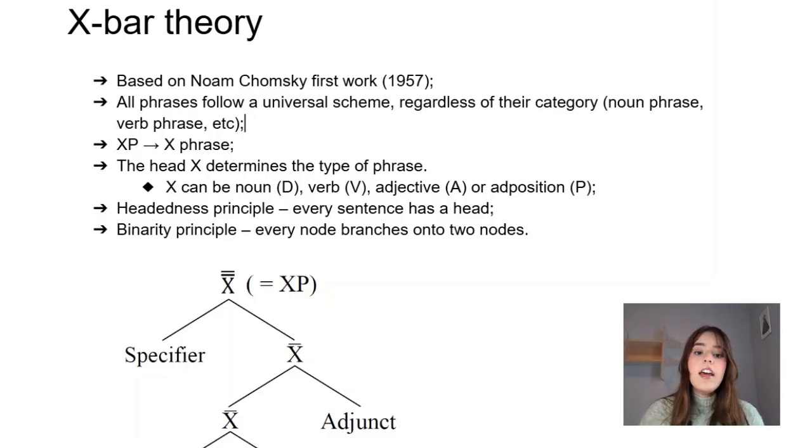X is the head, and it can be a D for noun, a V for verb, an A for adjective, or a P for adposition. So a DP is a noun phrase, a VP is a verb phrase, an AP is an adjective phrase, and a PP is a prepositional phrase. The X-bar theory will form three diagrams, and they need to follow two principles: the headedness principle, by which every phrase needs to have a head, and the binarity principle, by which every node needs to branch onto exactly two nodes.